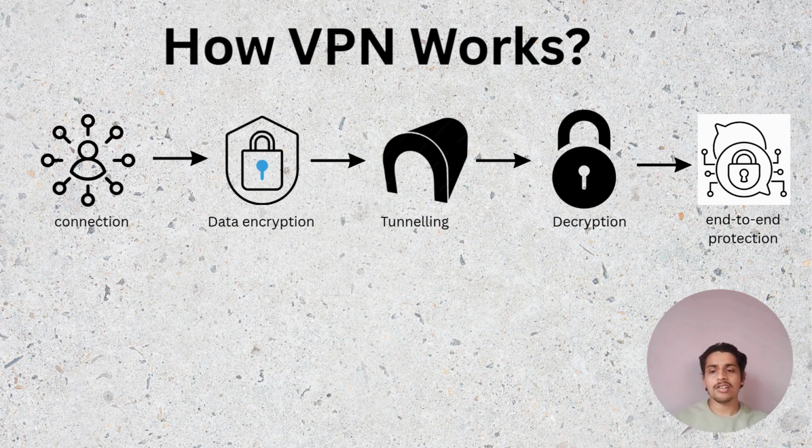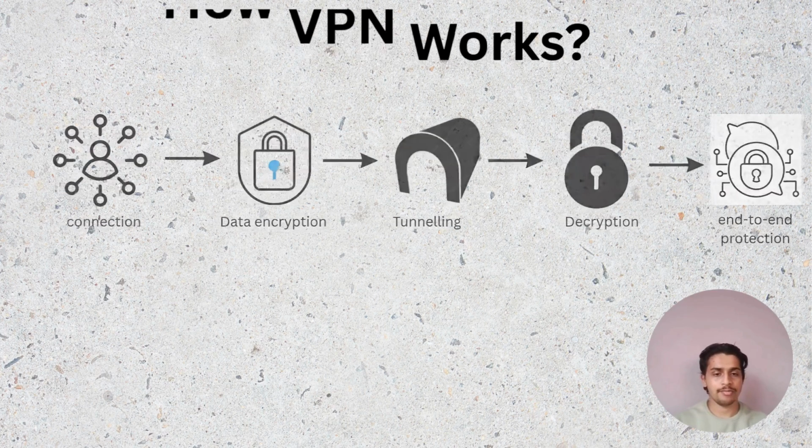This encrypted data travels through a secure tunnel over the internet. Once it reaches the VPN server, it gets decrypted. Finally, the server sends the request to the website. And when the response comes back, the same process happens in reverse. So, even if someone intercepts your data, they can't read it.